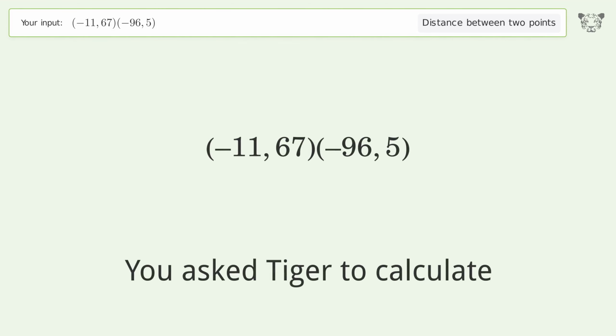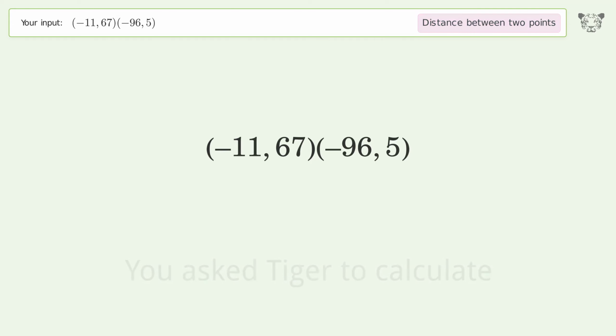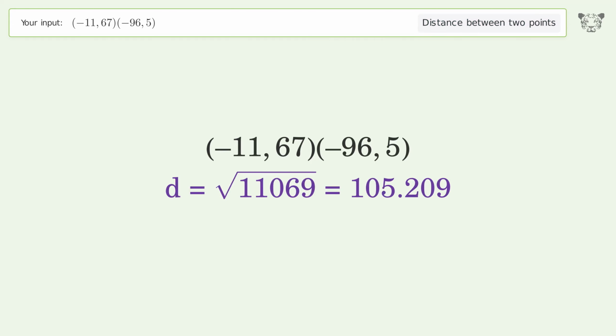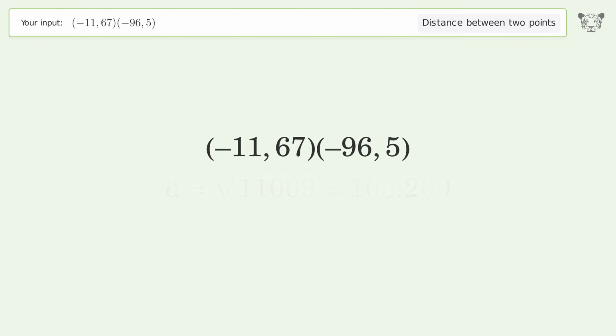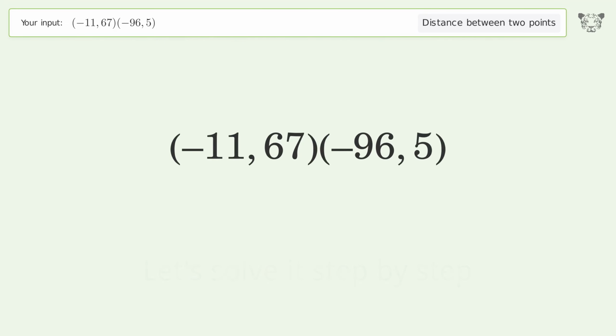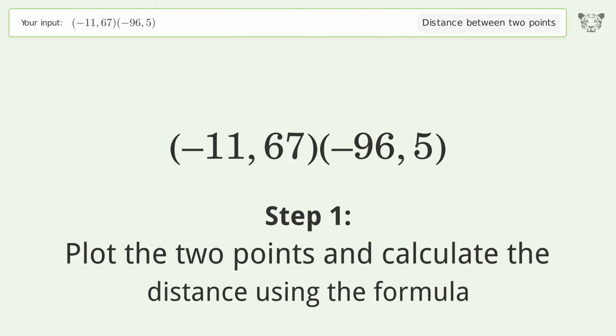You ask Tiger to calculate. This deals with the distance between 2 points. The distance between the 2 points is the square root of 11,069 or 105.209. Let's solve it step by step. Plot the 2 points and calculate the distance using the formula.